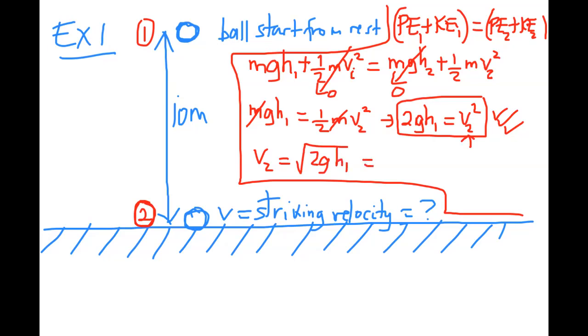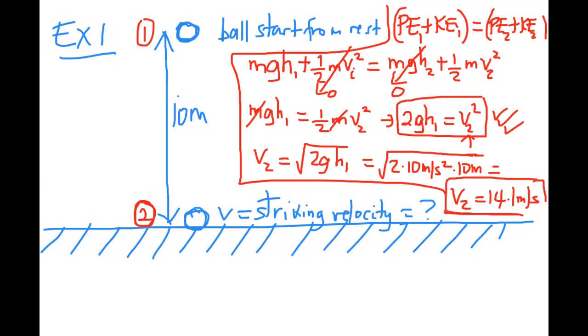Then I can plug in the given values. I'll plug in 2 times g, and I'm going to use 10 meters per second squared, then times height 1. The height at position 1 is 10 meters. So that should give me the square root of 200. And for the sake of space, I'll just give you the answer. v2 will be the square root of 200, which is 14.1 meters per second. So this is the velocity at position 2, which is the striking velocity of the ball.